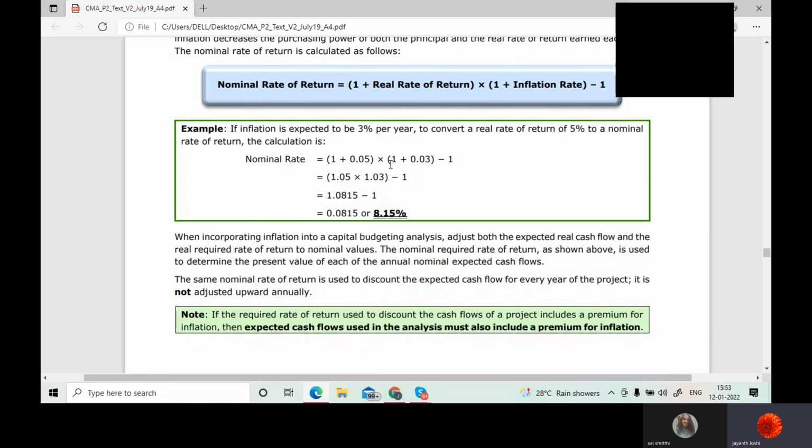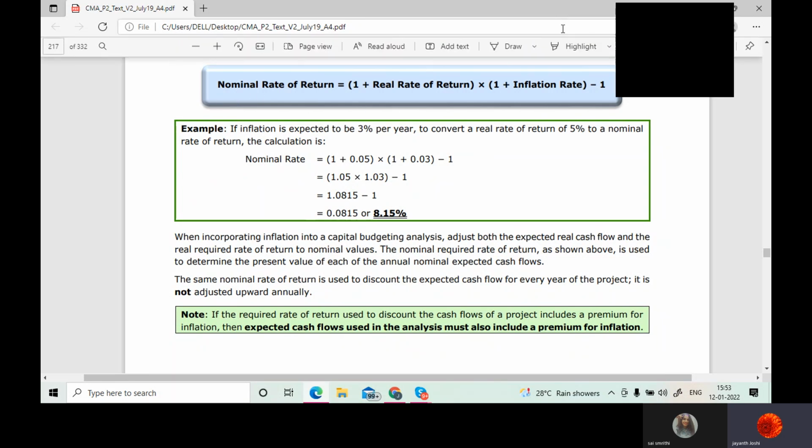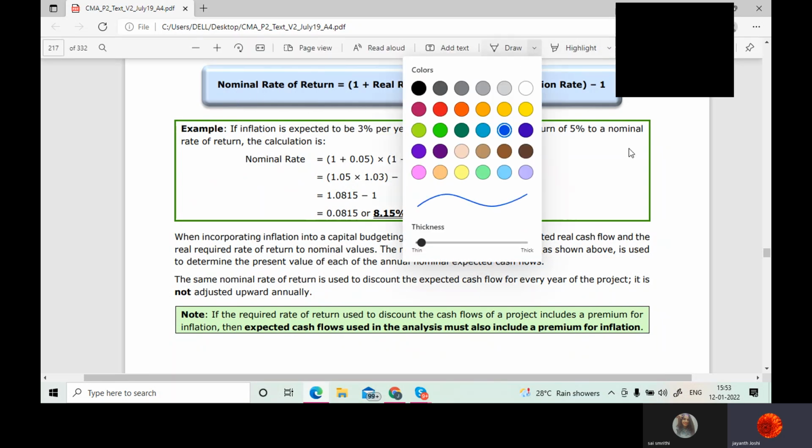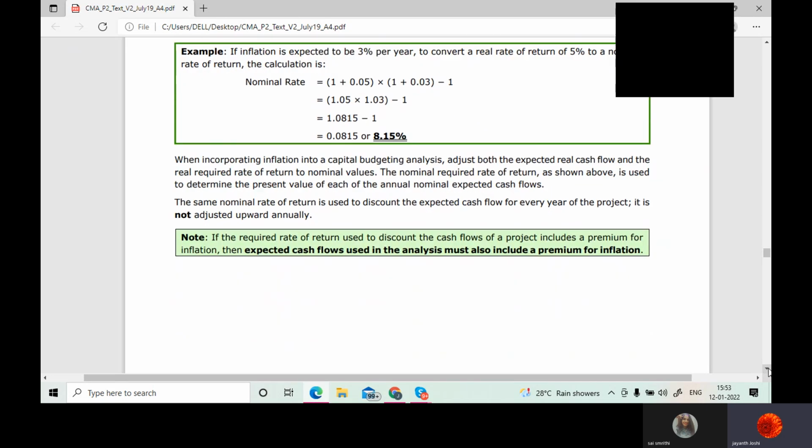So our previous class was on this. We have done with the nominal returns. Today I'm moving forward with the next concept.